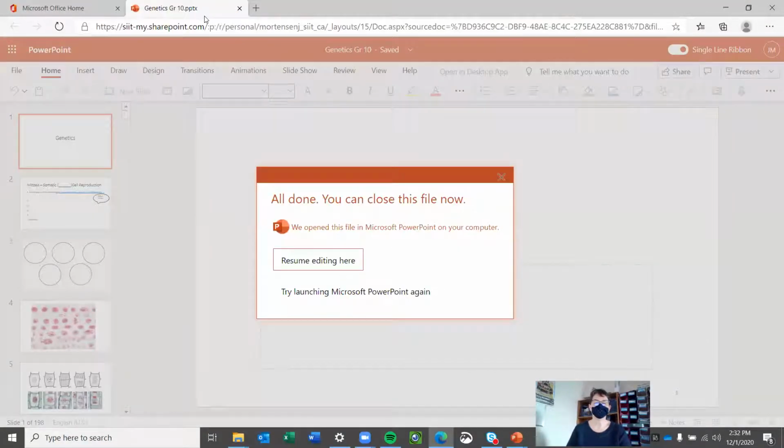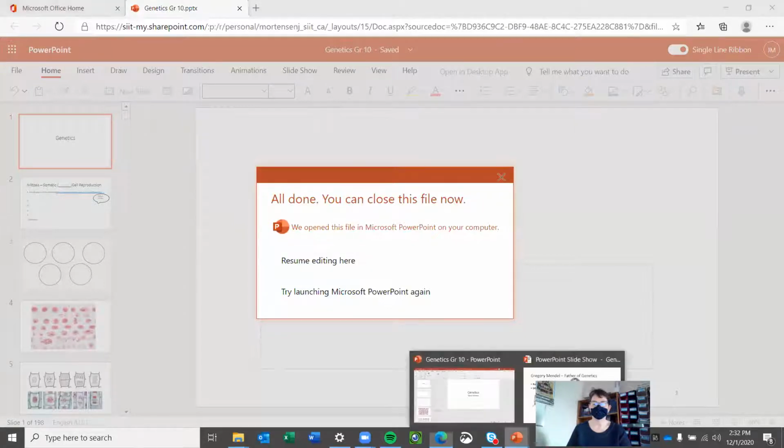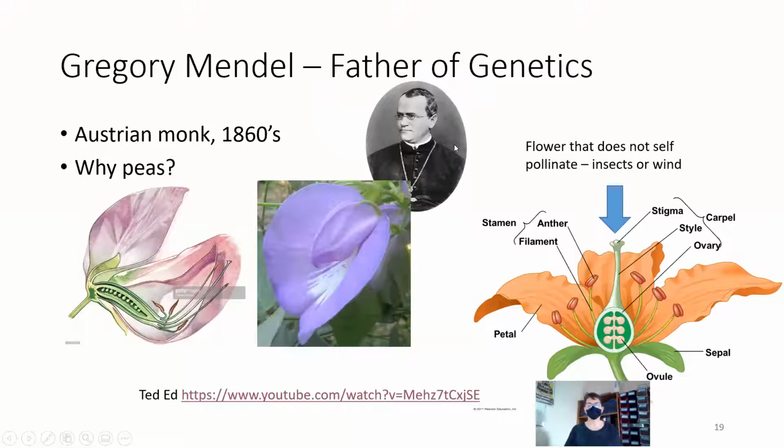All right, if we go back to the PowerPoint. So yeah, this is Gregor Mendel. He was an Austrian monk in the 1860s, so he was basically training to be a priest. And he was hanging out in the monastery, and he really liked math. And he started growing peas.